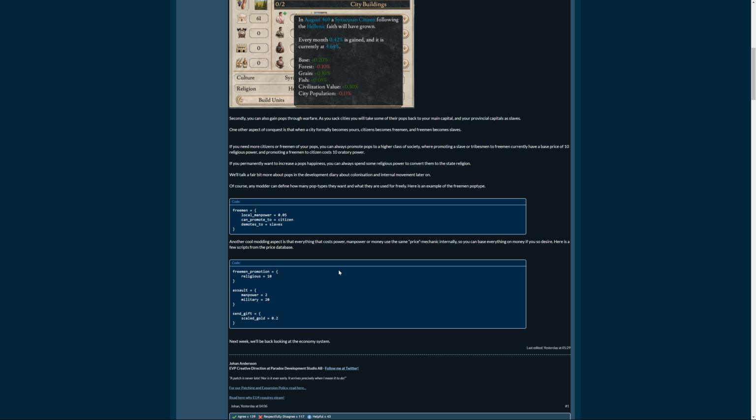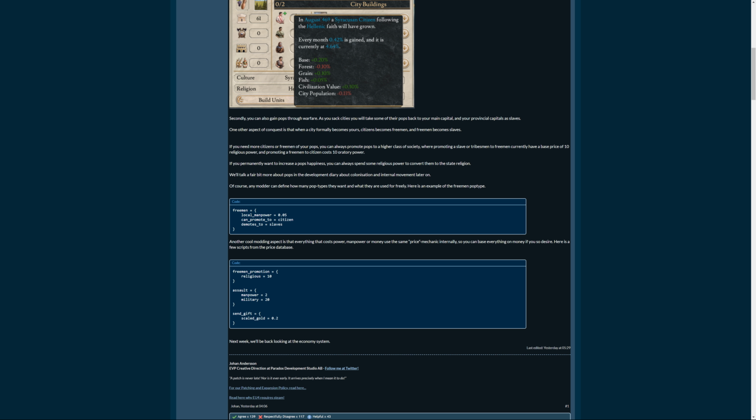And here we'll have the dive into modding. Anyone can define how many pop types they want and what they are used for freely. Here's an example of the freeman pop type. They give you an amount of local manpower, 0.05, can be promoted to citizen, demoted to slaves. And another cool modding aspect is that everything that costs power, manpower or money use the same price mechanic internally, so you can base everything on money if you so desire.